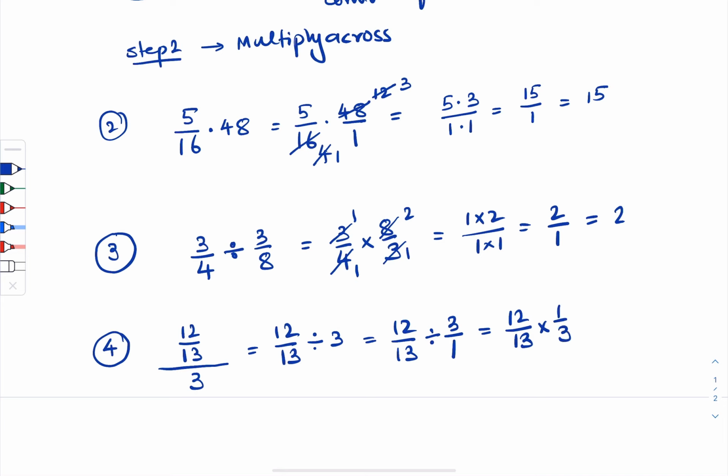Now I'm going to change the division to a multiplication and flip the 3 over 1 on its head. Times 1 over 3. And now I'm going to reduce. 3 goes into 12 4 times, and 3 goes into 3 1 time. And then I'm going to multiply across. So 4 over 1 times 13 over 13 times 1, which is equal to 4 over 13.